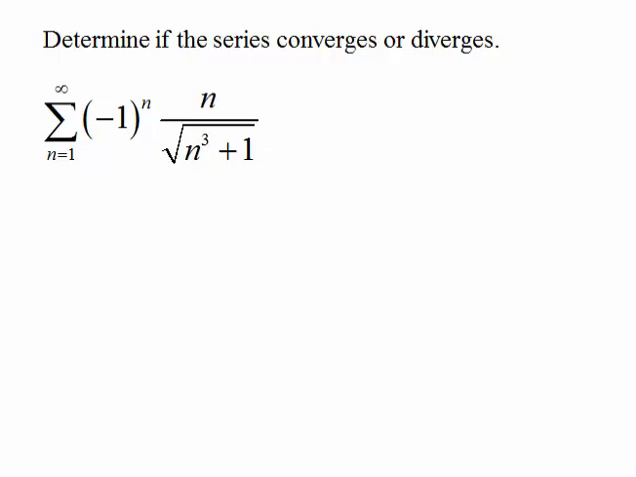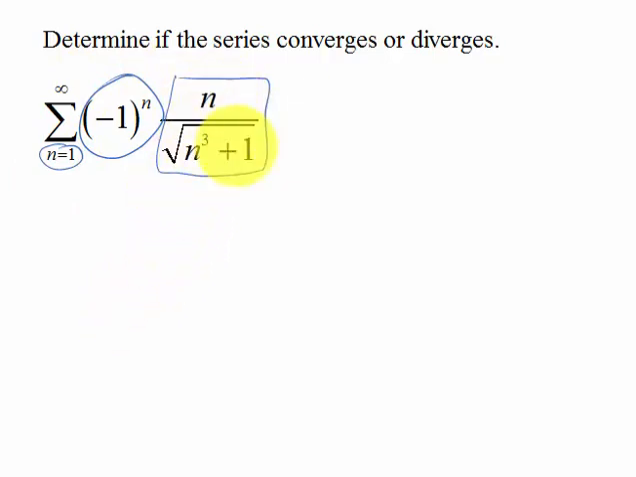Let's determine if this series converges or diverges. We see that we have an alternating series, and so let's see if we meet the conditions for the alternating series test. First of all, we would need this to be positive for our n going from 1 to infinity, and we can see that we do have that condition.